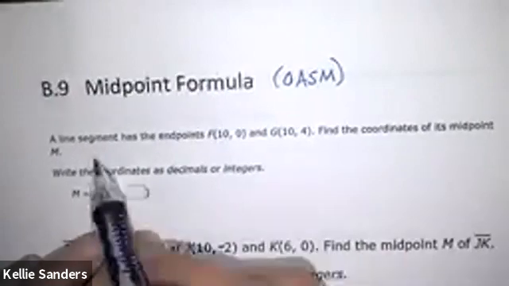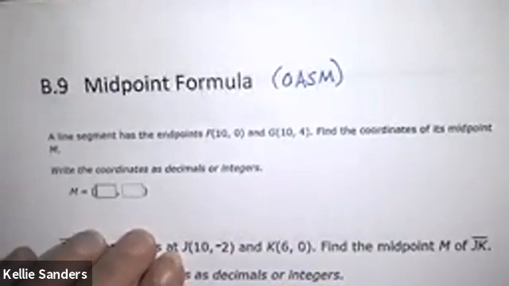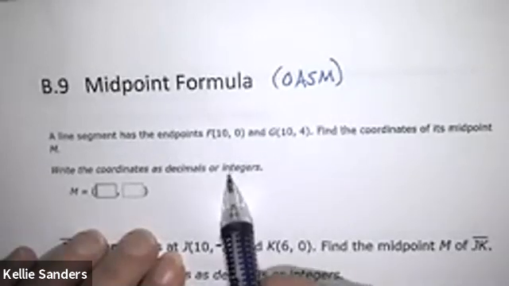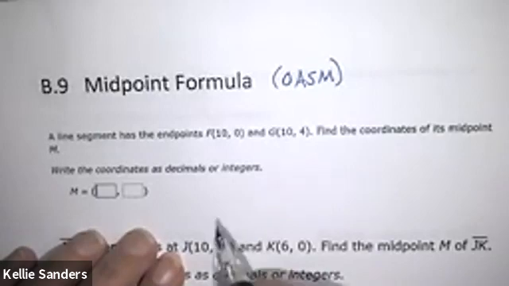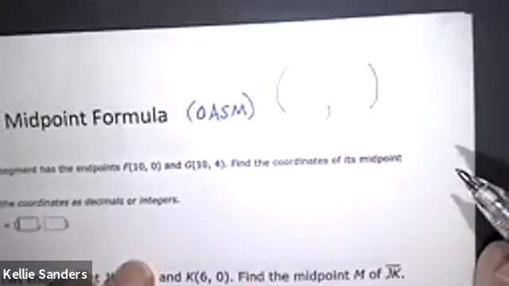All right. Midpoint formula. A line segment has the endpoints F that's at 10, 0 and G that's at 10, 4. Find the coordinates of its midpoint M. Are the coordinates as decimals or integers? Integers are just whole numbers and the negative whole numbers. Okay. So midpoint formula. Let me tell you what the midpoint formula is first.